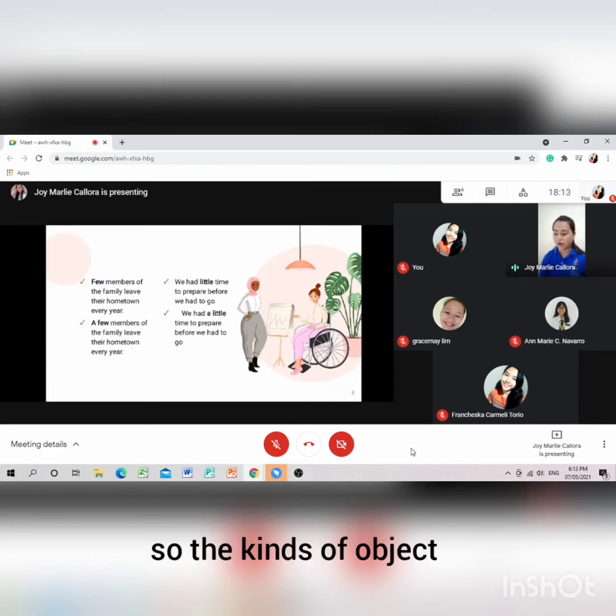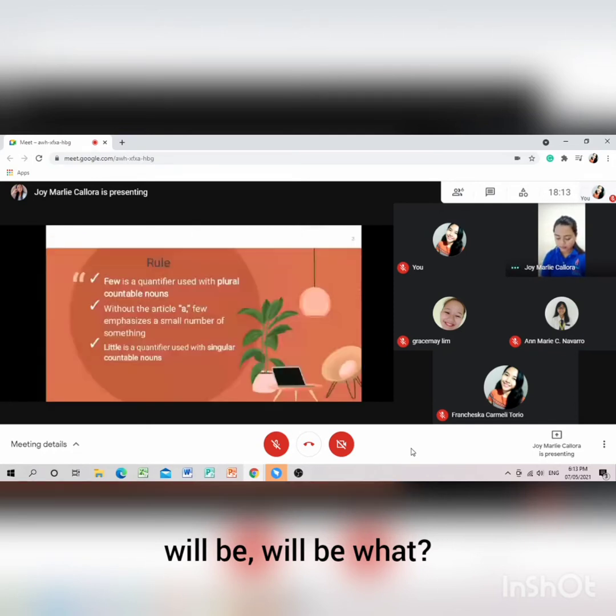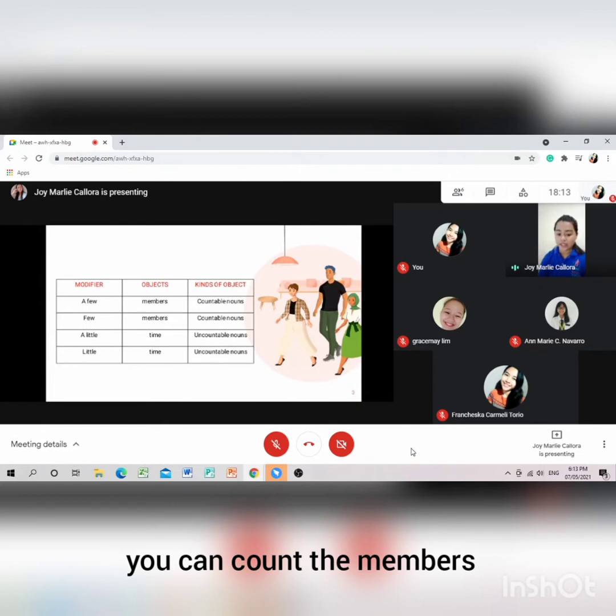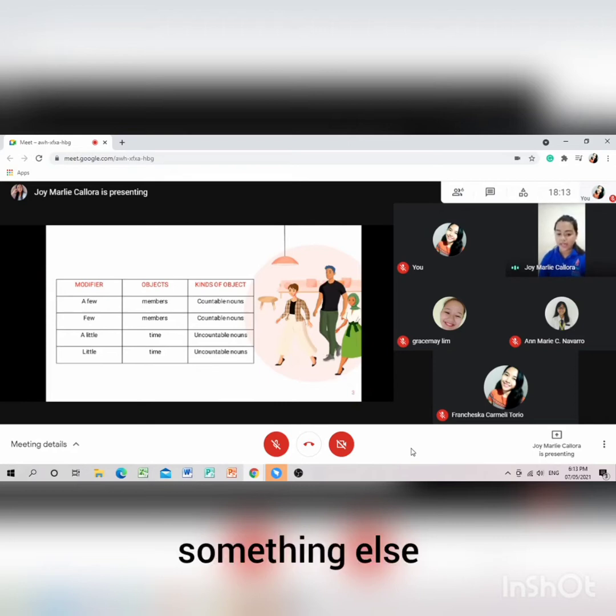So, the kind of object will be what? Countable nouns, right? Countable nouns, because you can count the members who will leave. Then if we add a to few, we would be saying something else.